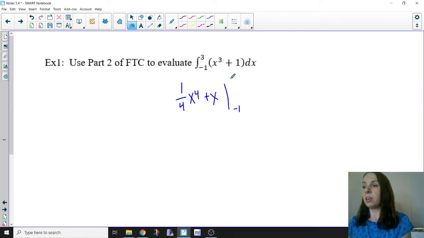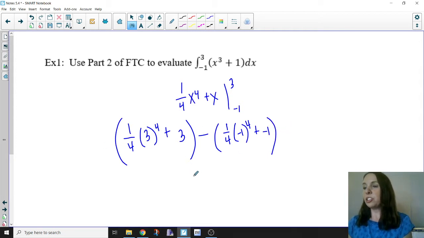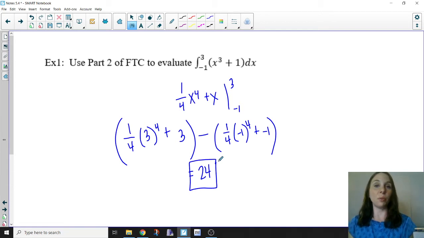We will now evaluate over the interval, and that means sub in the upper limit for the x, minus sub in the lower limit for the x. Evaluate that expression, and I'm not going to spend time typing that into the calculator. I trust we can all do that. We should get 24. So I've been calling it the antiderivative formula for integrals, but really it's part of the fundamental theorem of calculus.